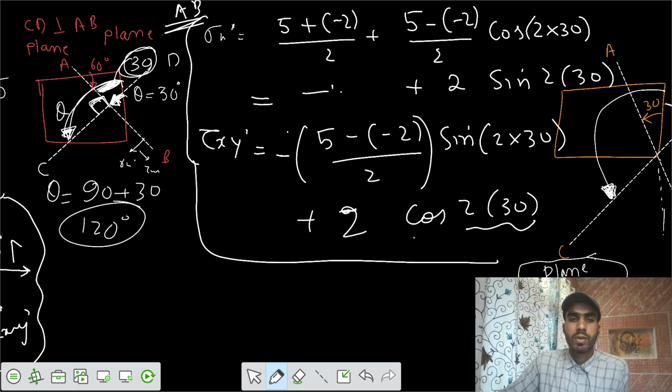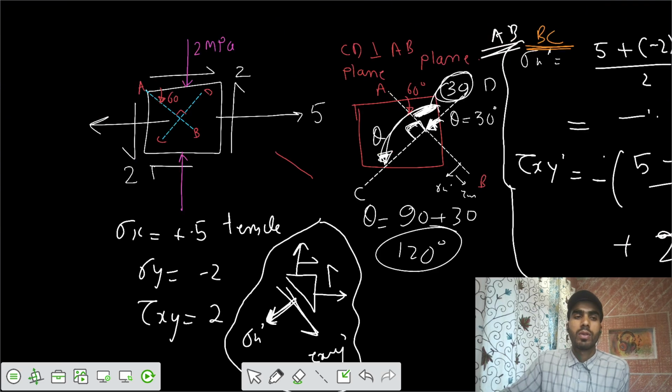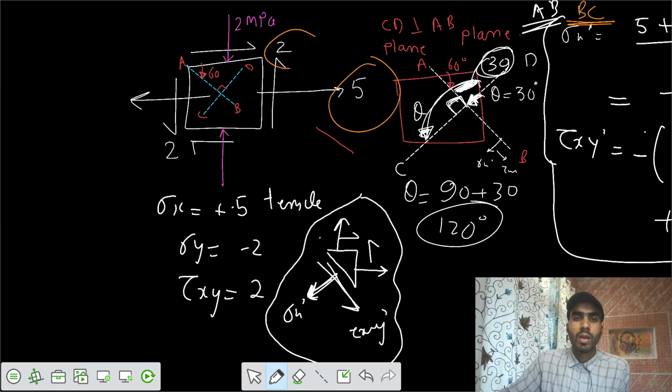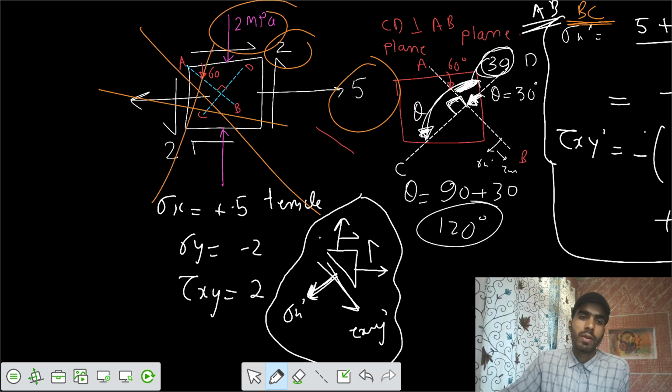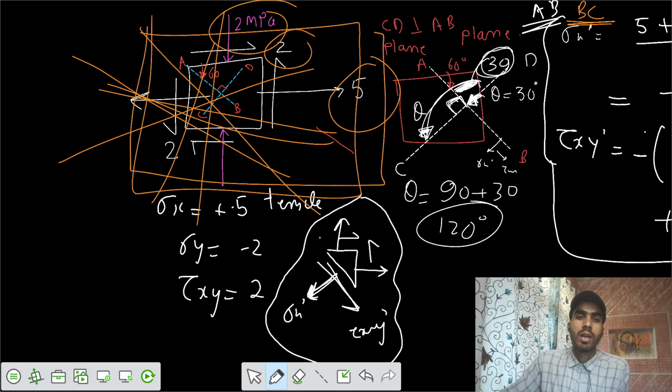Now if I want to calculate for the BC plane, you substitute the value of 2 theta here, here also 2 theta, and again 2 theta. The rest of the calculation is the same. We are just checking the effect of these three stresses on different planes, infinite number of planes, with respect to this given reference plane. We want to see how these stresses have been transformed on different planes with respect to this given plane.